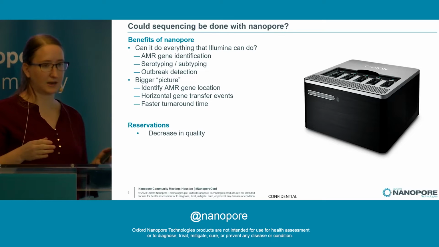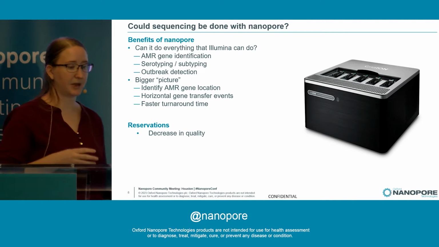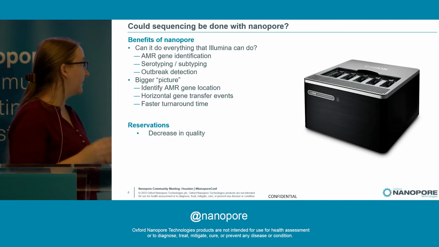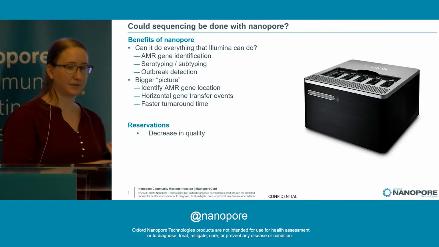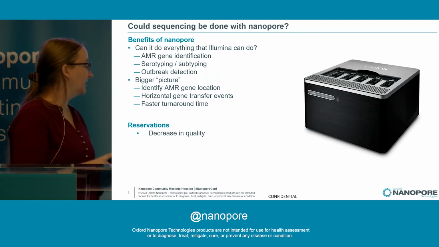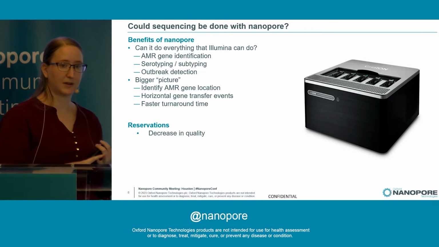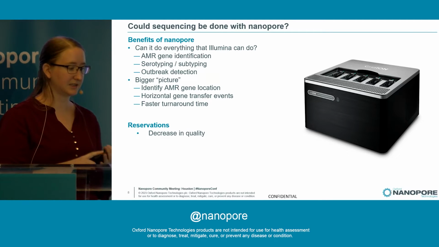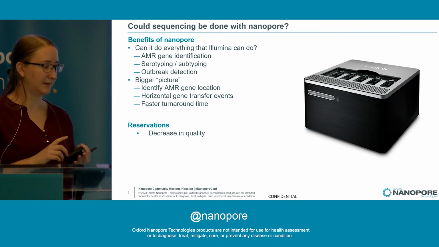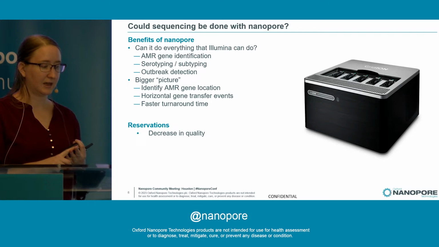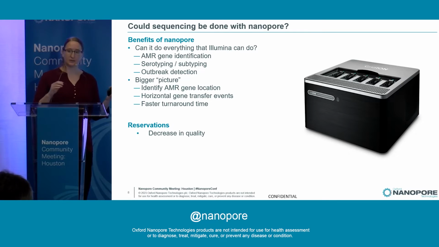If we're going to use Nanopore sequencing for antibiotic resistance, public health surveillance, and other things, we need to be able to identify AMR genes. We need to be able to serotype or subtype our bacterial isolates. We need to be able to have high quality assemblies that we can compare to other high-quality assemblies to see if bacterial isolates are linked in some sort of outbreak.